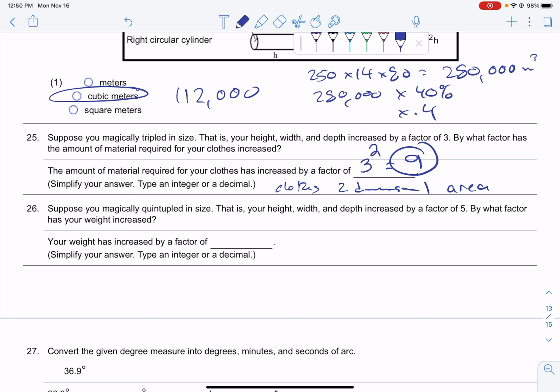Now, if we are quintupling in size, that means we're going up by a factor of 5. By what factor is your weight increasing? Well, remember, weight is considered volume. So I have to take that 5 and raise it to the third power, which is going to be 125. So if you were to get 5 times as big, your weight would get 125 times as much.